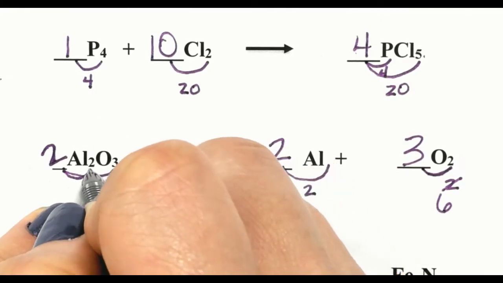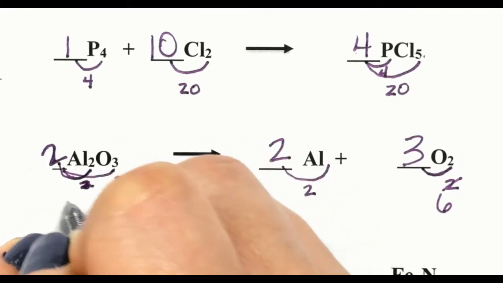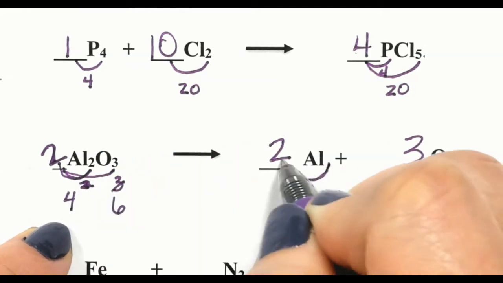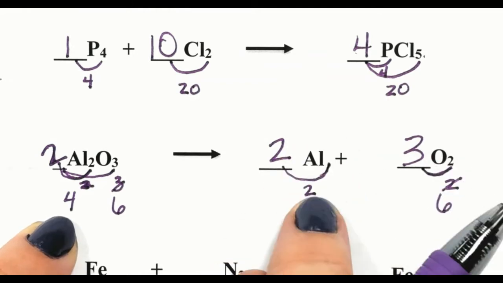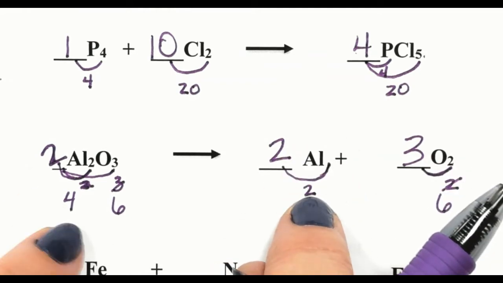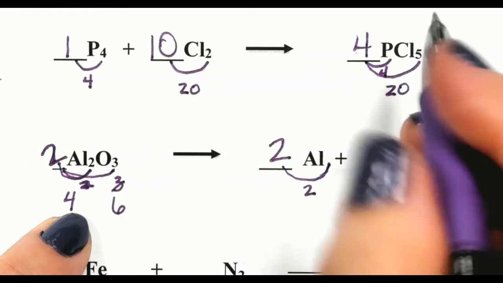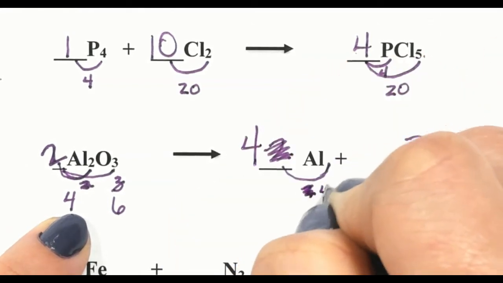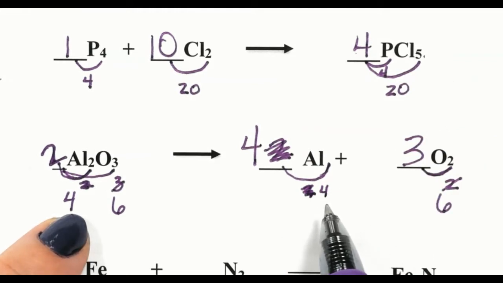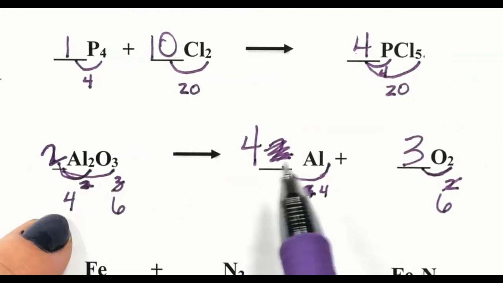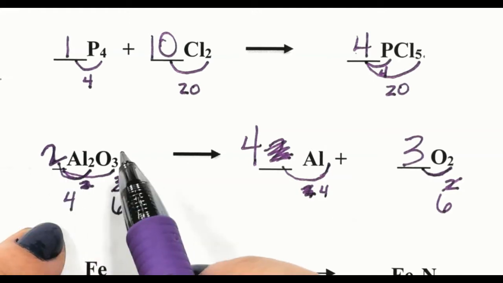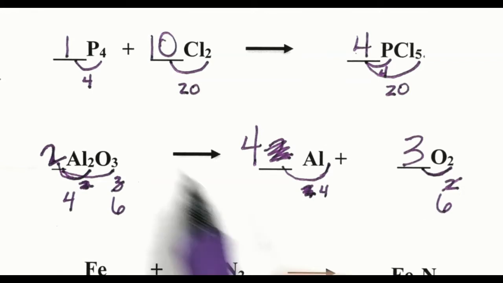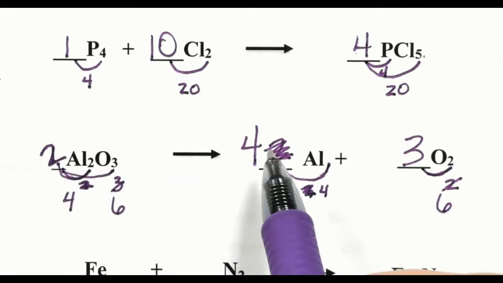Now I have 2 times 2 is 4 aluminums, and over here I still only have 1 times 2 is 2. So I need this to become a 4 in order to match this one over here. And you can literally just change that 2 to a 4, and now I have 4 aluminums. So it is 4 aluminums, 2 times 3 is 6 oxygen, 3 times 2 is 6 oxygen. So this has a coefficients of 2, 4, and 3.